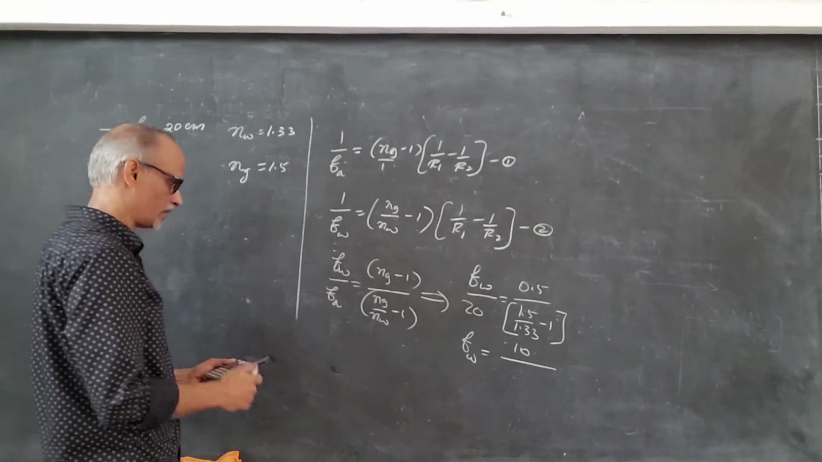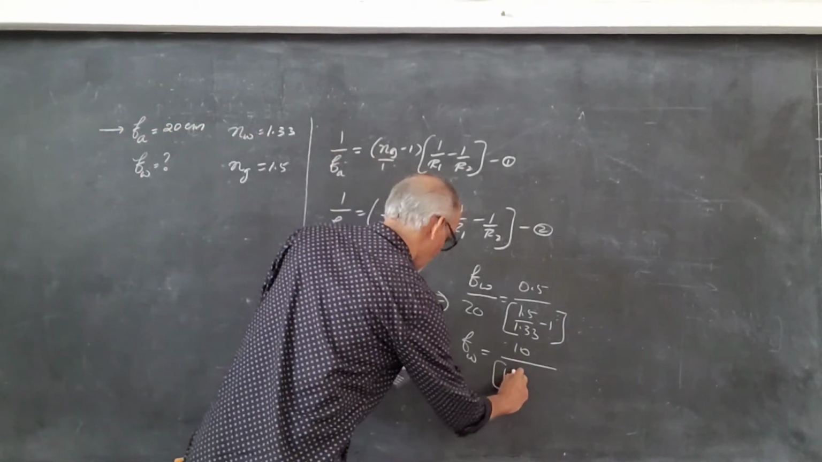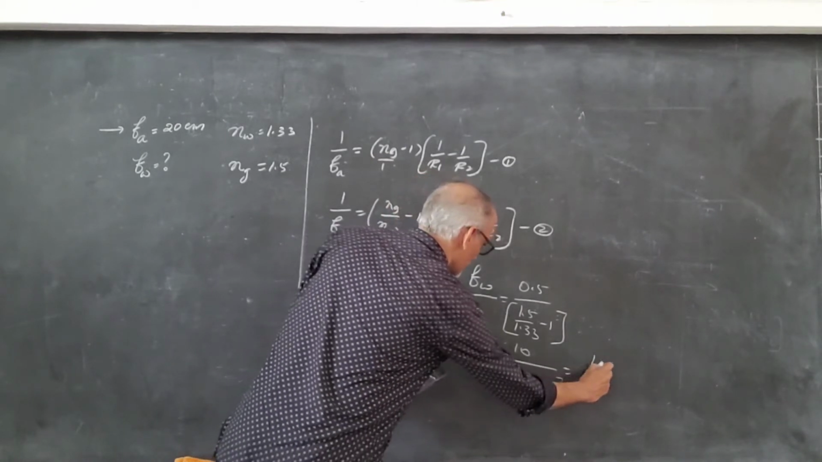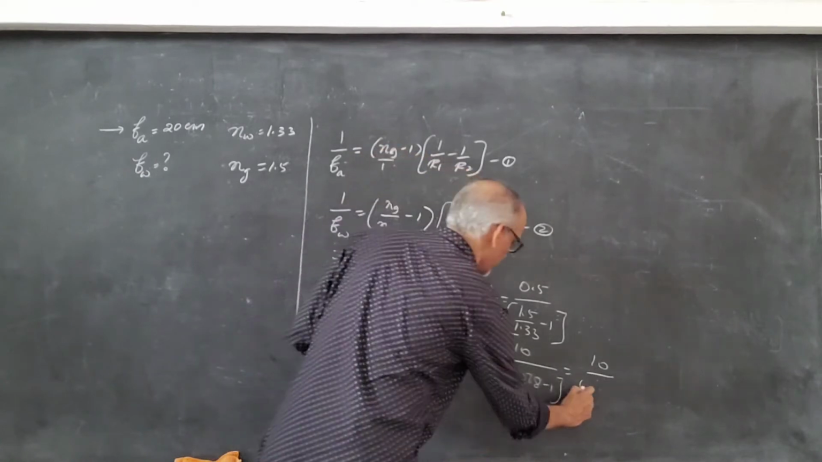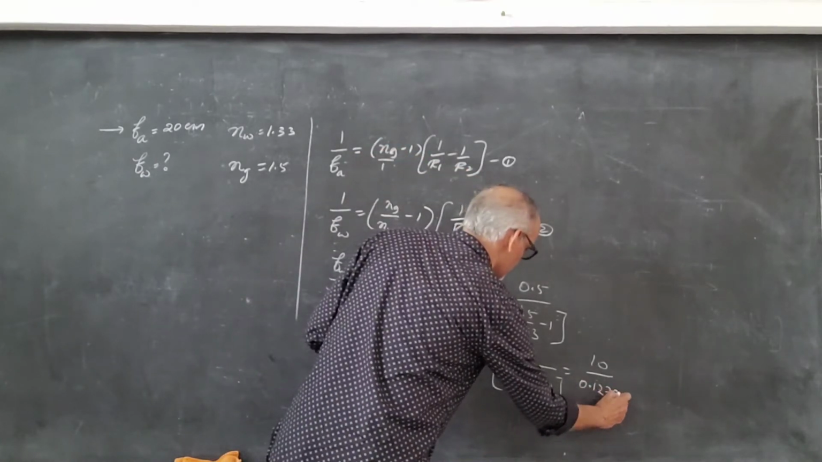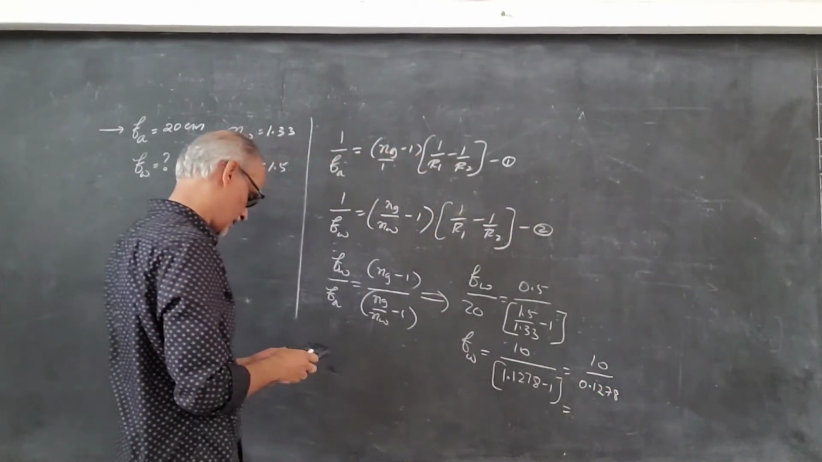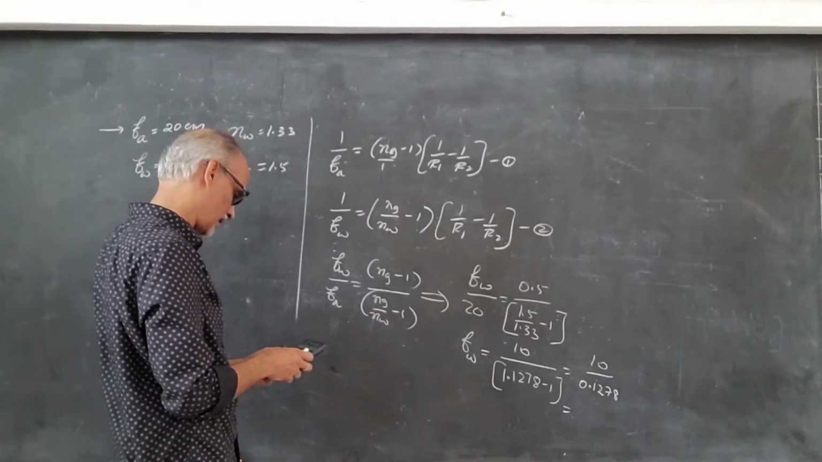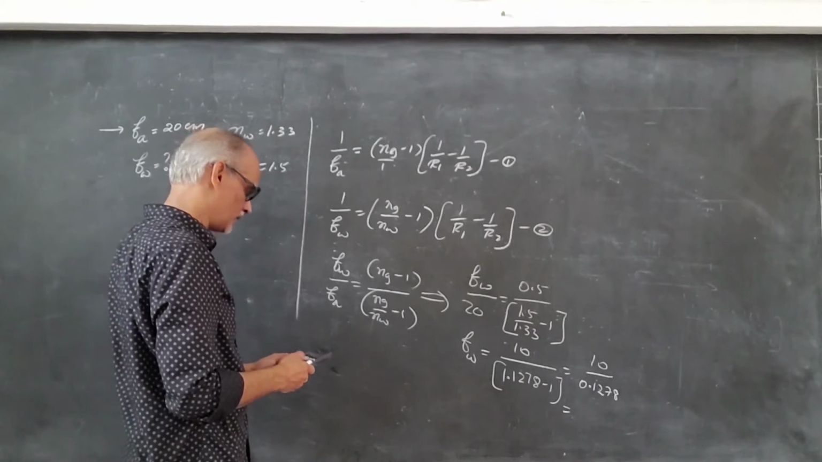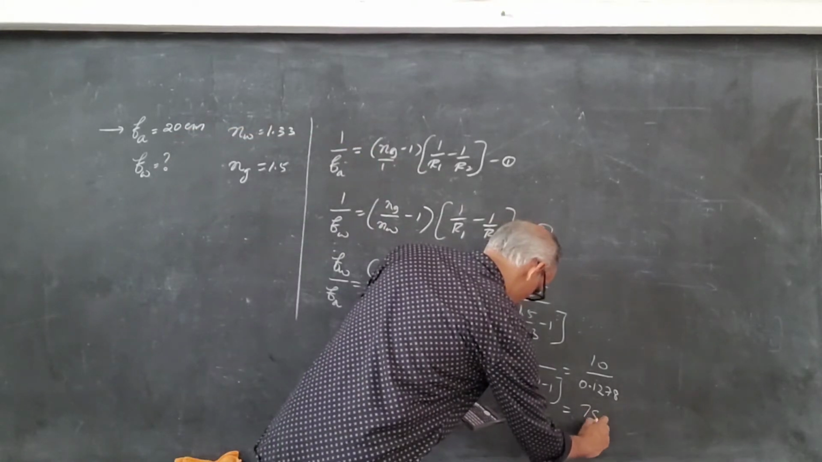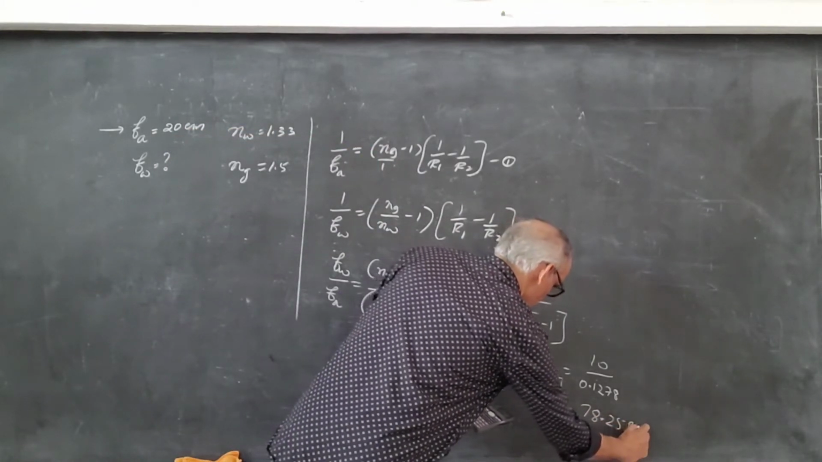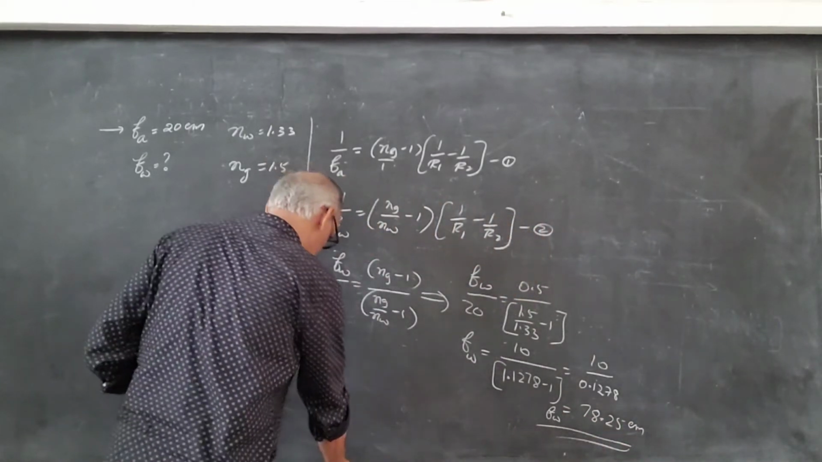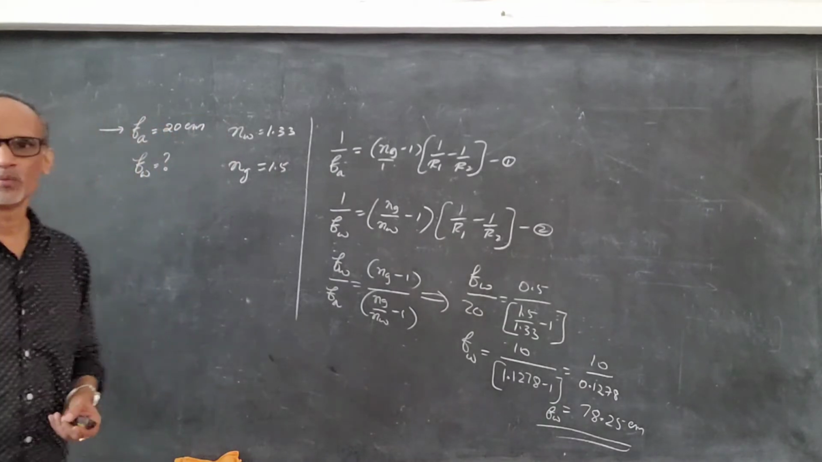So, we will get 1.1278 minus 1. So, that will be 10 by, the difference is 0.1278. So, 10 divided by 0.1278 will give you 78.25 centimeter. So, that is the focal length of the lens in water.